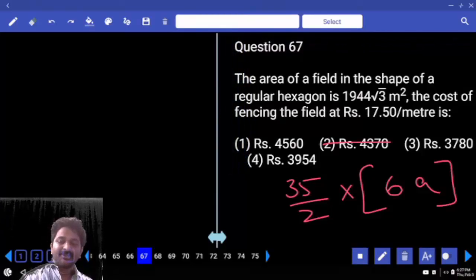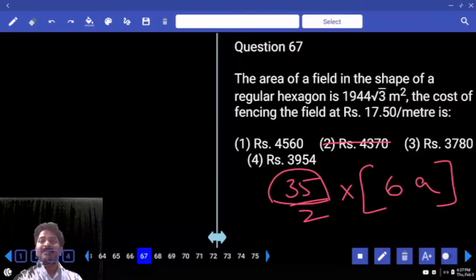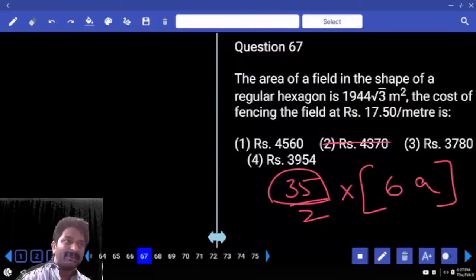Can it be the fourth option? Yes, that is also a multiple of 3. Now I am looking for 35. 35 is a multiple of 7. In the denominator, do you have a multiple of 7? Then the answer must be a multiple of 7, right? Is your first option a multiple of 7?